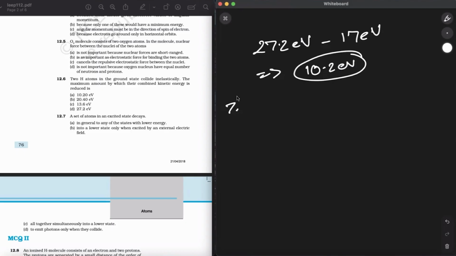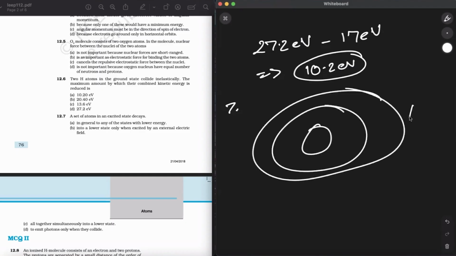A set of atoms in excited state decays in general to any of the states with lower energy. Yes, the electron in a high state will want to decay to go back into a state where the energy will be low. So option A will be correct. The electrons in the excited state will have a tendency to fall to any state which has a lower energy. Alright, so in this process, the electron emits a photon. That is what it is. No other field or collision is needed for this transition or for emission of photons. This you have to remember.